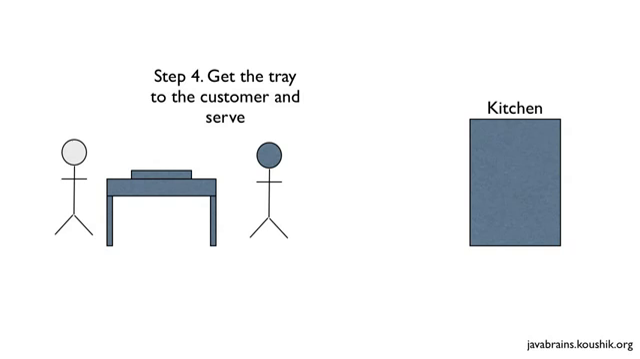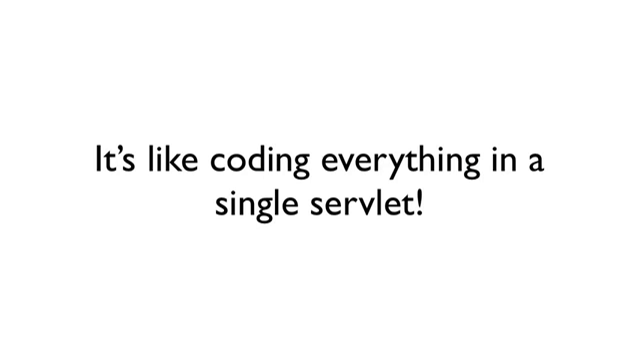Now he happens to have a friend who is a Java programmer, so he gives him a call and tells him about his problem. He says, okay, this is what I need to do for every customer, and I need to do all these four steps for each customer over and over again. And his programmer friend tells him, hey, this is actually like coding everything in a single servlet when you're writing a web application. Now, what does he mean by that?